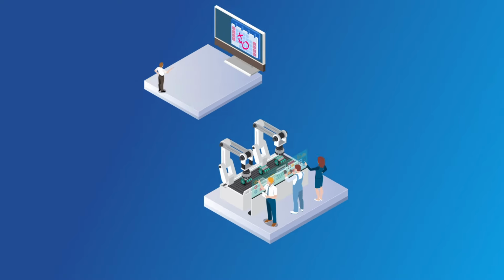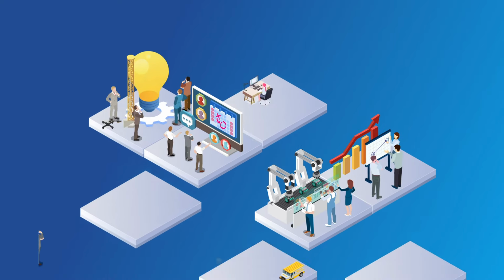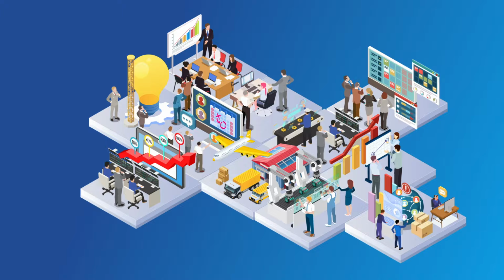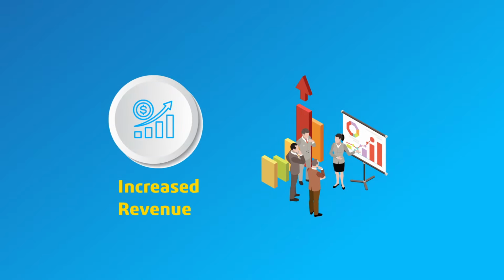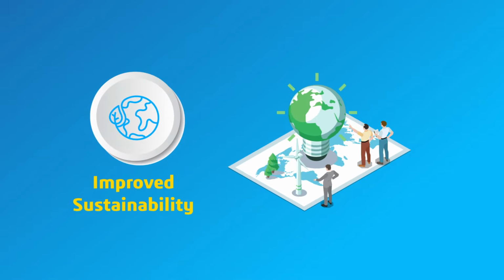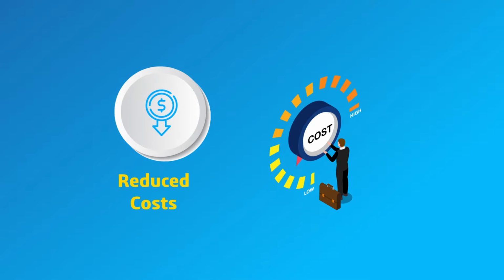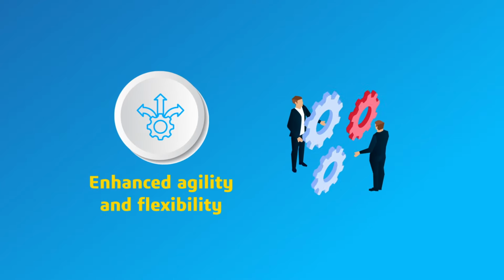So what happens when each piece of the puzzle is optimized and linked to form a fortified supply chain? You increase revenues, sustainability, cut costs, improve agility and flexibility.